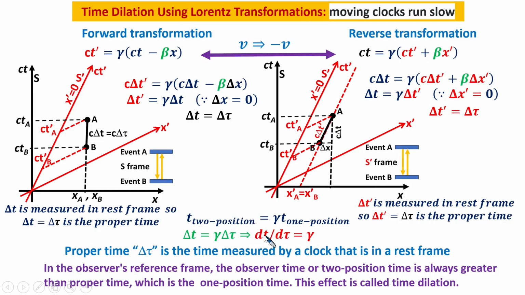So the observer time, or two position time, will always be greater than delta tau. In an observer reference frame, the observer time is always greater than the proper time. Proper time is measured in the rest frame where the clock is moving with that frame. If you are stationary and measuring it, you will always have time dilation. This proper time, which is a one position time, gives an effect called time dilation.